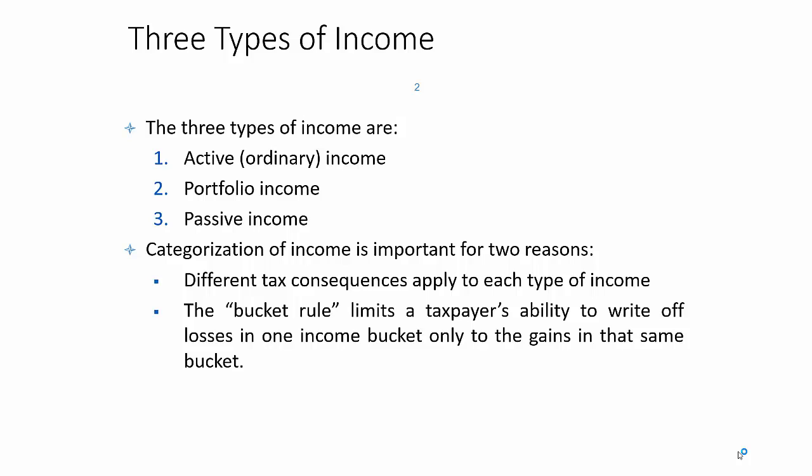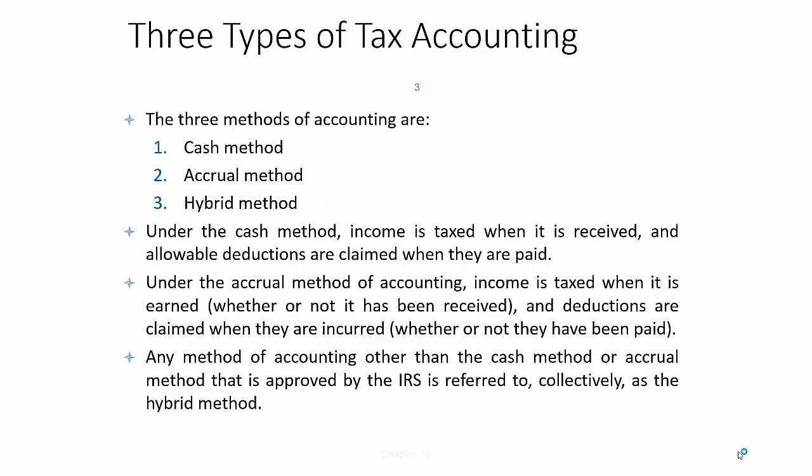And there's also something called a bucket rule, which limits a taxpayer's ability to write off losses in one income bucket only to the gains in that same bucket. So there's a little bit of tax loss harvesting, and that's an advanced portfolio management strategy that a lot of financial advisors and investment managers use in order to minimize taxes on portfolio income. So those are two important reasons for the categorization of income, and it's really important for you to understand the difference between them because of how they're actually taxed.